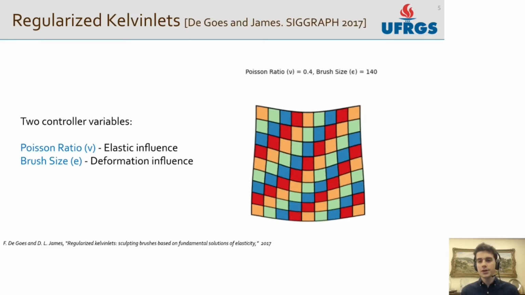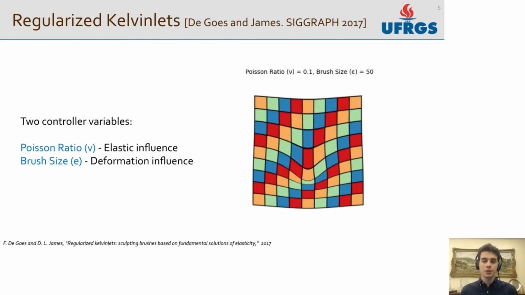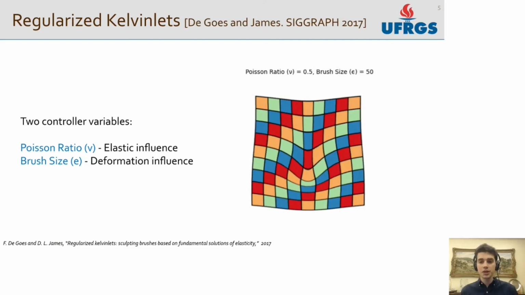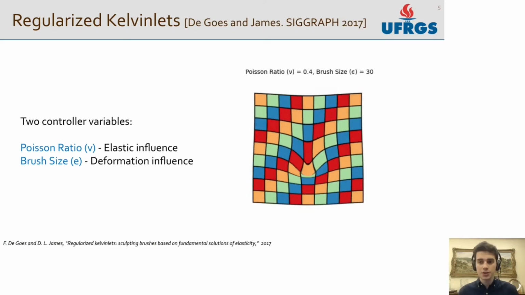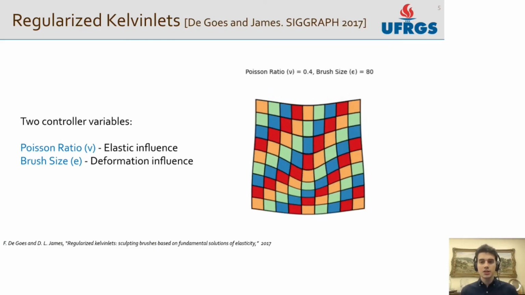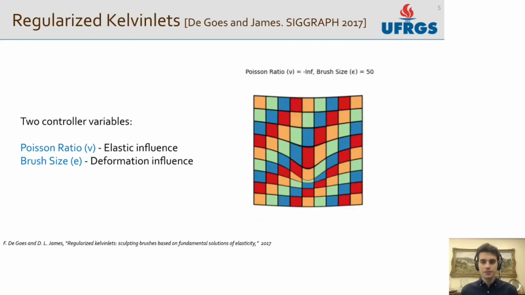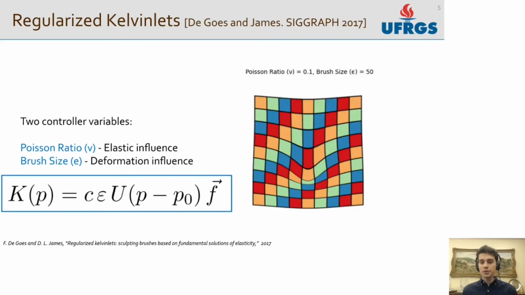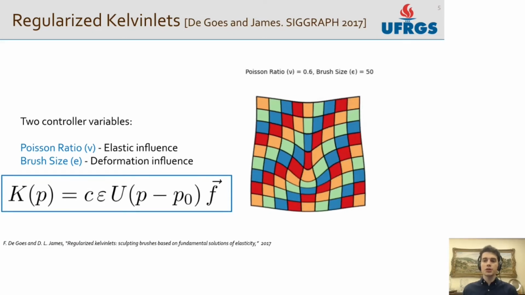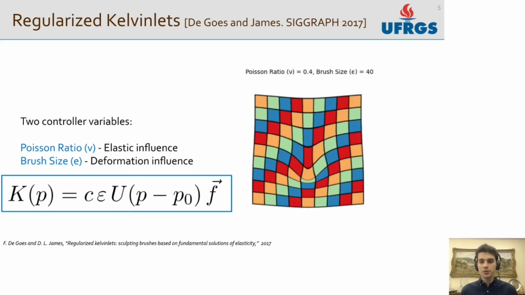The Kelvinlet equations take into account two main variables, the Poisson ratio proportional to the elasticity, and the brush size, which intuitively is the size of the deformation influence. We can see these properties on the video to the right. These parameters are then input for an equation Kp, which calculates the warp and displacement for a point P.